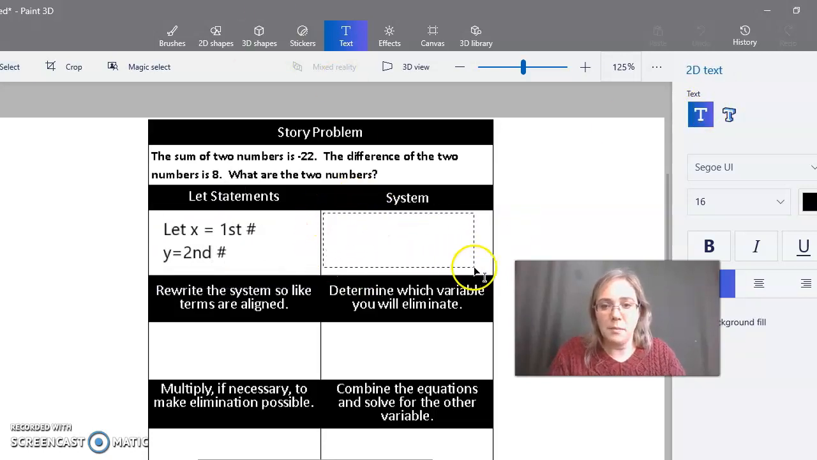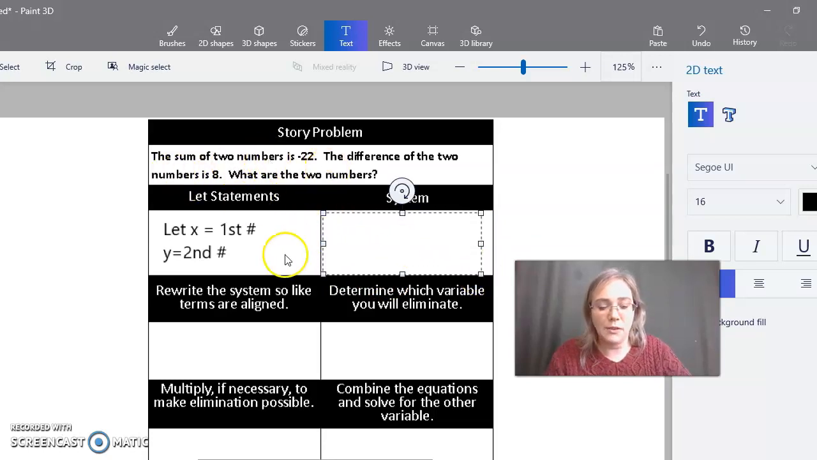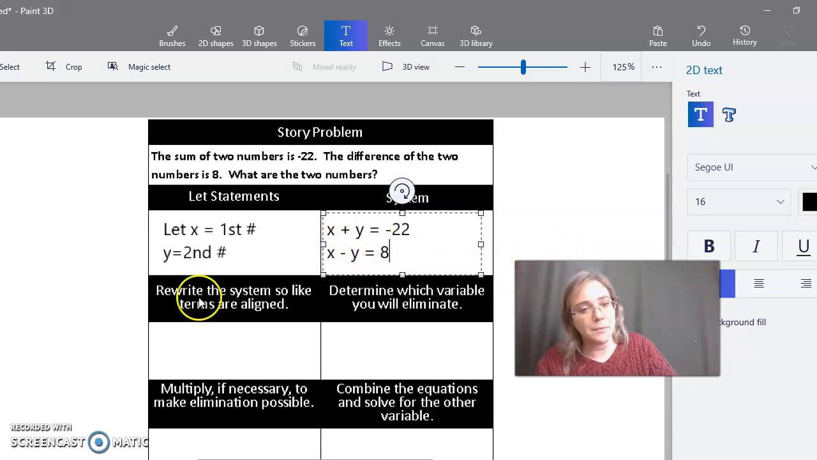So then my system. The first equation I'm looking at is the sum of two numbers is -22. So x plus y equals -22. The sum, by the way, is a plus word. The difference is a subtraction word, of the two numbers is 8. x minus y equals 8. You're probably already noticing that y is probably not going to be a positive number.